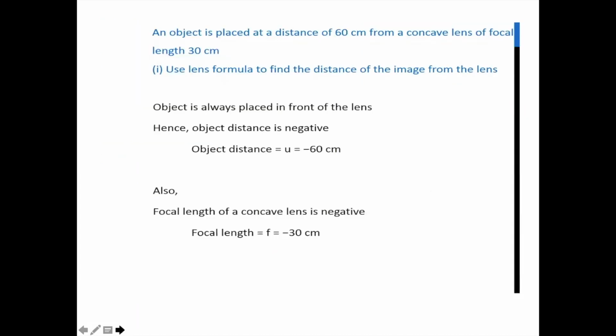An object is placed at a distance of 60 centimeter from a concave lens of focal length 30 centimeter. So it is a concave lens, and the object is placed at 60 centimeter from the concave lens. So the object distance is always taken as minus 60. The focal length is 30 centimeter. The focal length of a concave lens is always negative because the image is always formed on the same side. Therefore, the focal length is also taken as minus 30 centimeter. At least you should know how to apply the sign convention.